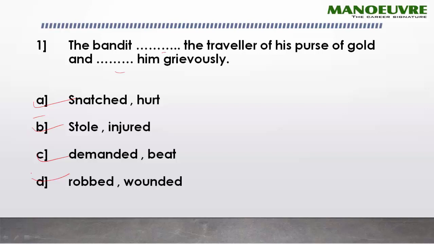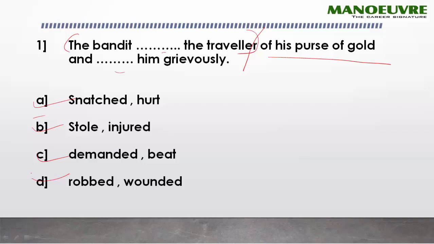Now, the bandit dash the traveler of his purse. Let us try and apply all the options that we have over here, starting with the A option. Can we use the word snatched, the bandit snatched the traveler? Let us first divide the sentence into two parts. The bandit dash the traveler, and the other part says, of his purse of gold. Right? So first I am focusing only on the first part: the bandit dash the traveler.